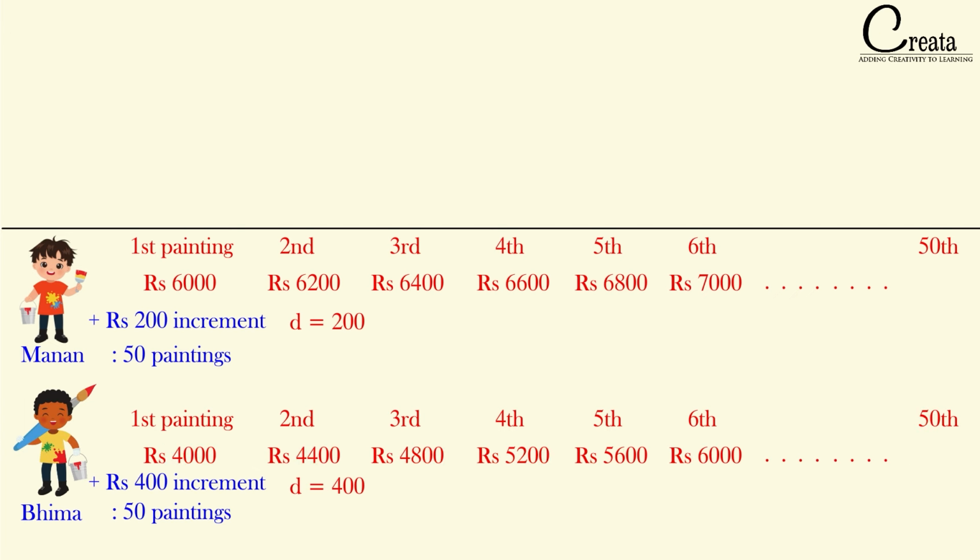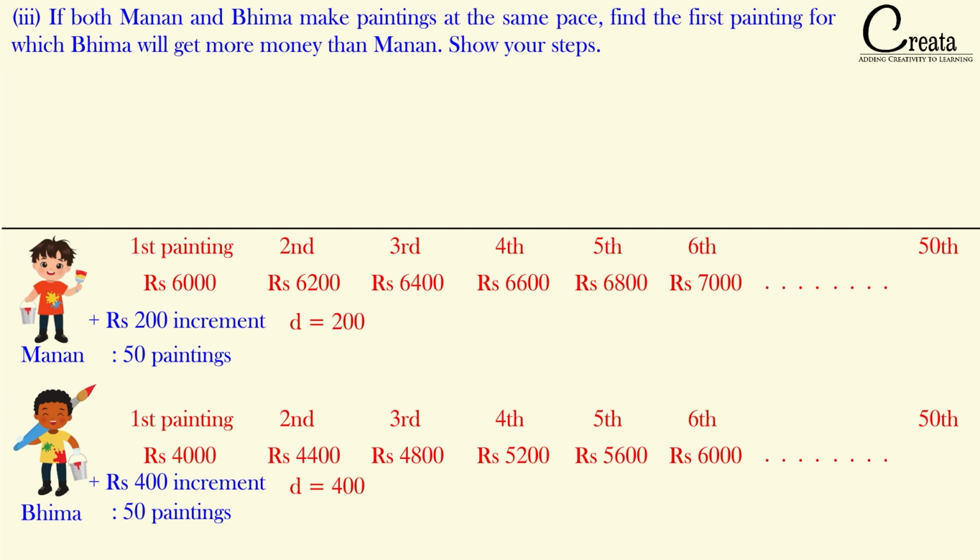In the first part we have used this formula. In the second part we have used this formula. Let's go to part 3. In part 3 it is asked, if both Manan and Bhima make paintings at the same pace, find the first painting for which Bhima will get more money than Manan.